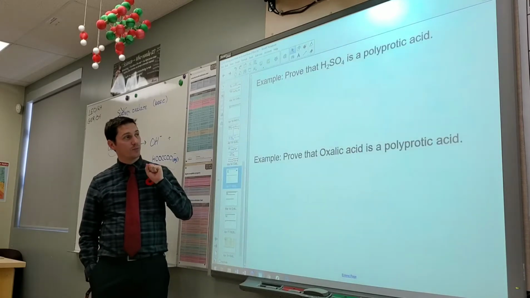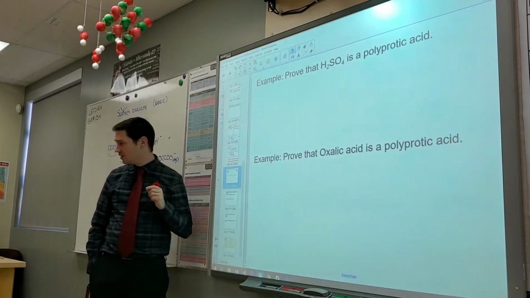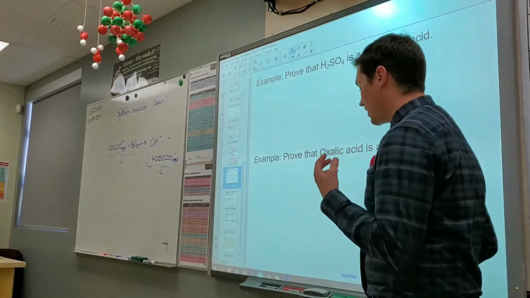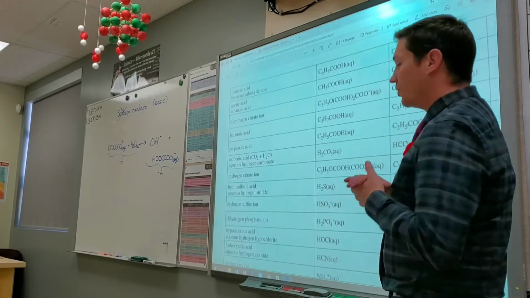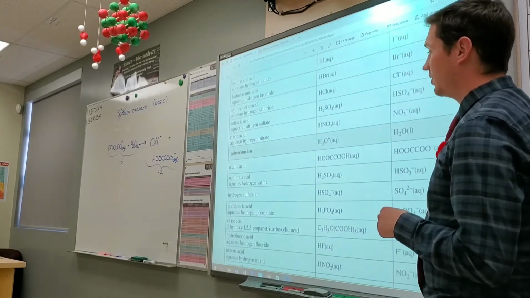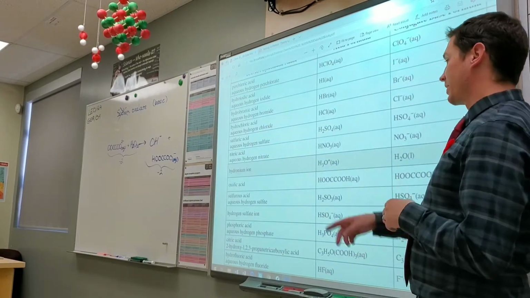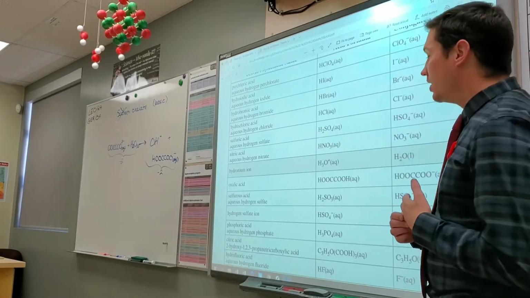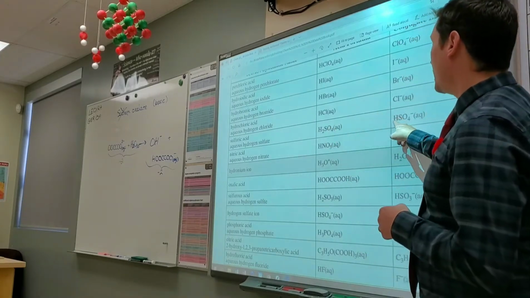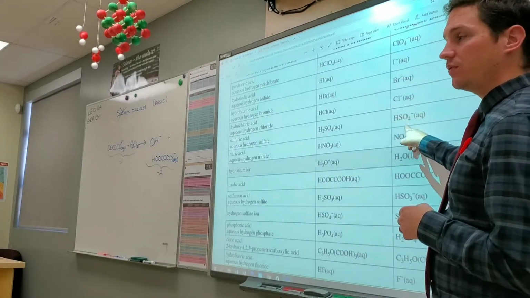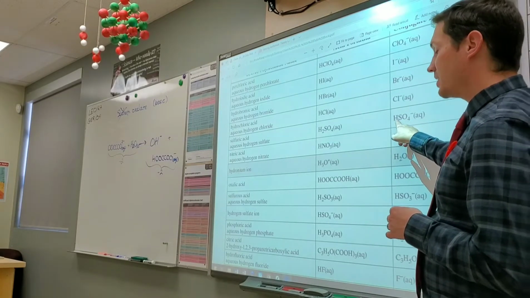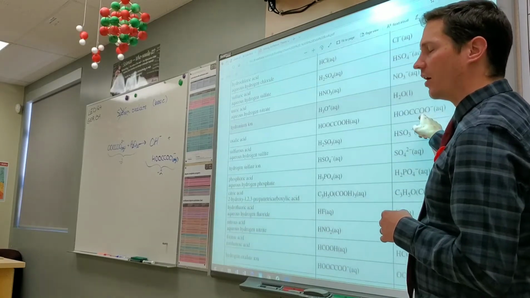Prove that H2SO4 is a polyprotic acid. The way I would prove that is to look at H2SO4. Where do you find H2SO4 on our table of acids and bases? It's a strong acid, right? So this is 100% reaction. It's going to turn into HSO4 minus. Now this HSO4 minus, can it still give away a hydrogen? Yes, it can. Let's find HSO4 minus on our list of acids.